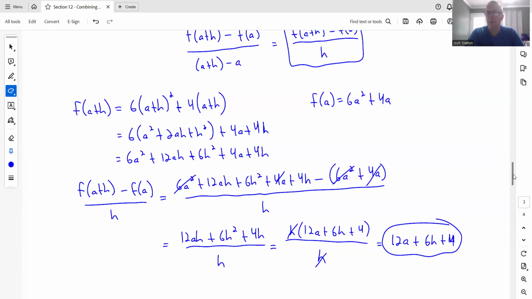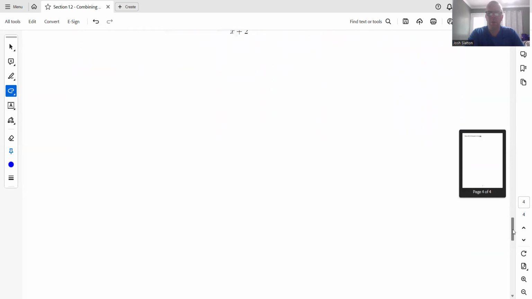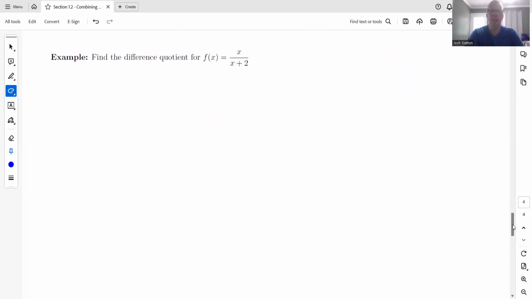All right, let's look at one other one, and this next one is a rational function. So it's the same thing. We're finding the difference quotient. So we first need to find f of a plus h. Anywhere you have an x, you're going to plug in a plus h. So you have a plus h over a plus h plus 2. And then, of course, f of a, anywhere that we have an x, we're going to plug in an a.